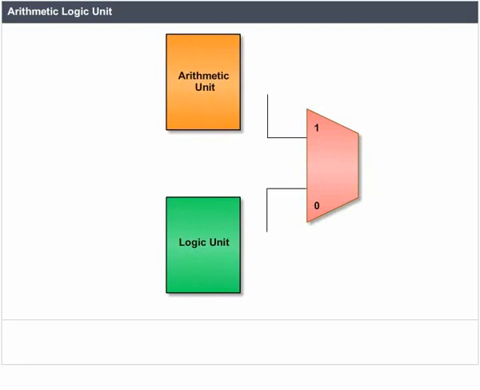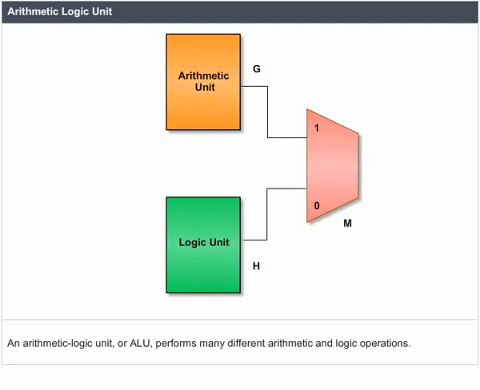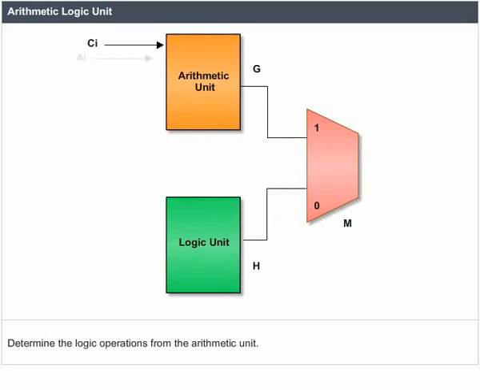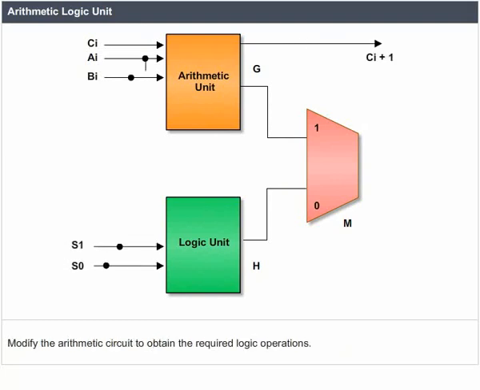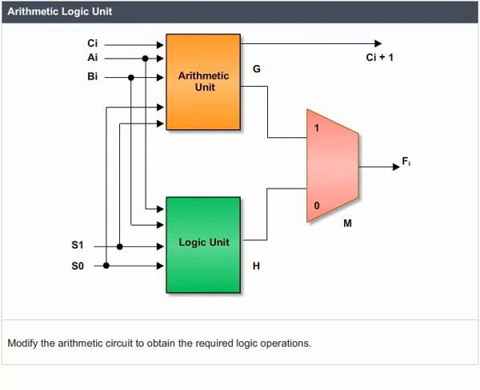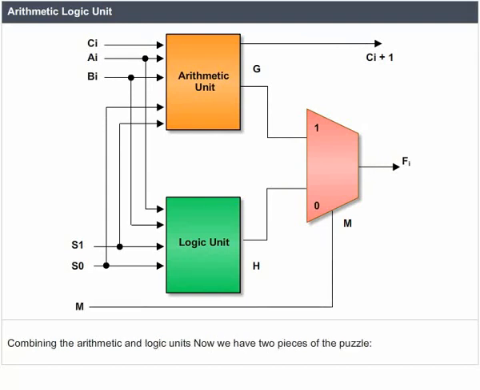Arithmetic logic unit. An arithmetic logic unit or ALU performs many different arithmetic and logic operations. Steps in the design of the ALU are: design the arithmetic unit, determine the logic operations from the arithmetic unit, modify the arithmetic circuit to obtain the required logic operations. Combining the arithmetic and logic units.